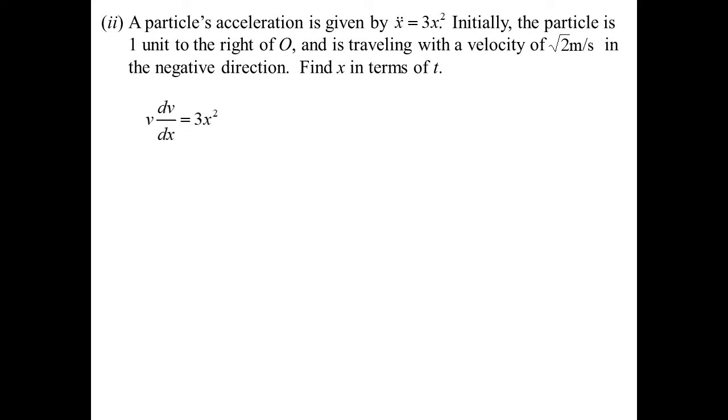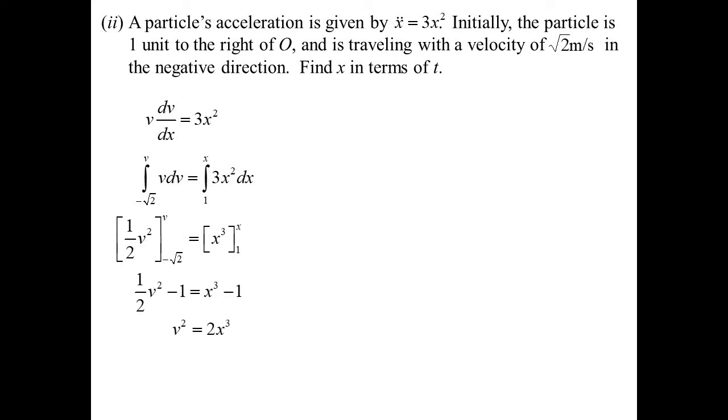Okay. I will start with v dv/dx is 3x squared. Separate my variables. When x is 1, v is minus root 2. We want to find, first of all, a formula that links v and x together. Okay, a bit of integration. And I have v squared is 2x cubed. So v is plus or minus the square root of 2x cubed.